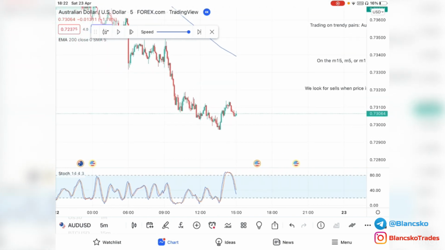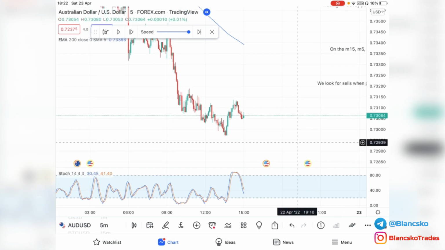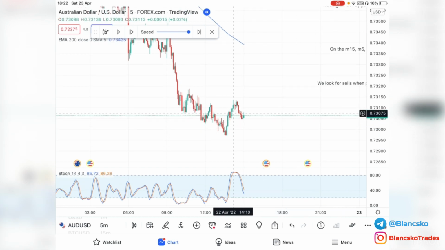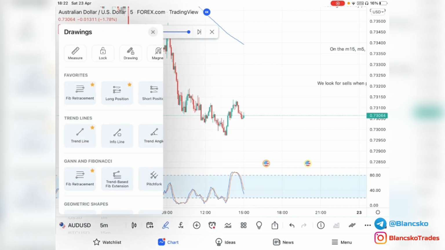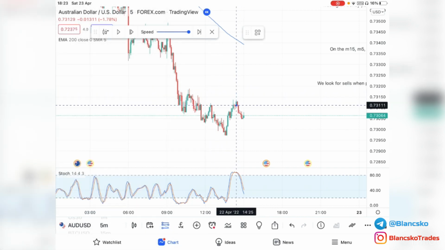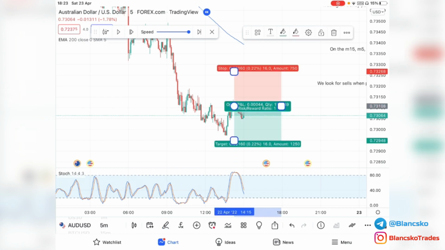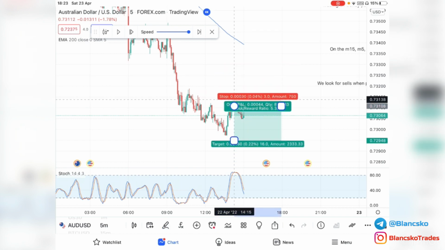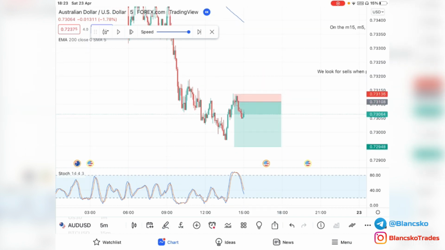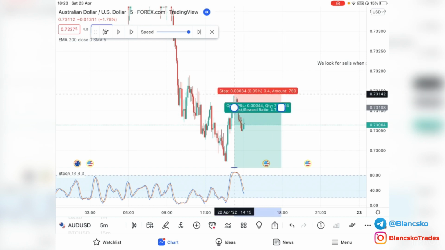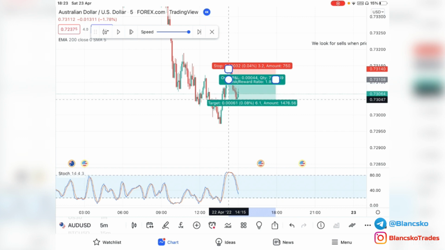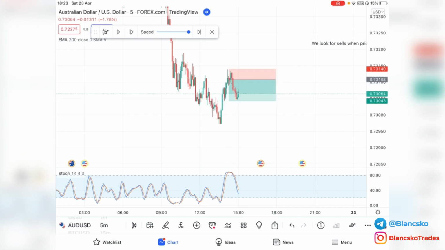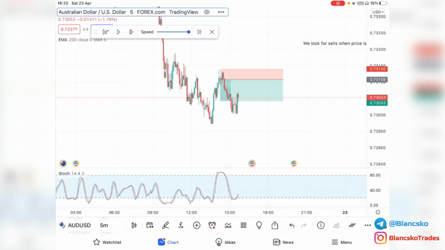Okay, so now we have another entry. So now we got our entry around this doji candle right here. So this is where we would have placed our sell, right after the candle closes. We have to wait for the closure. Our stop loss would have been right above this wick right here, and our take profit would have been a 1 to 2. And as you can see, this one is running towards the take profit.